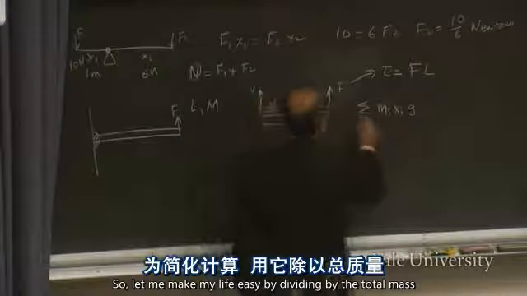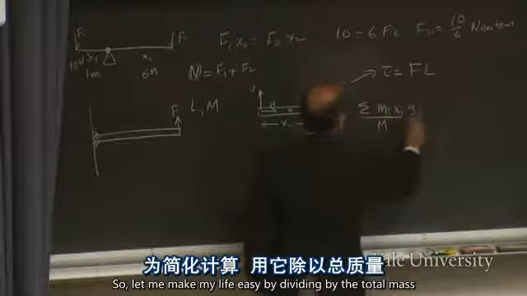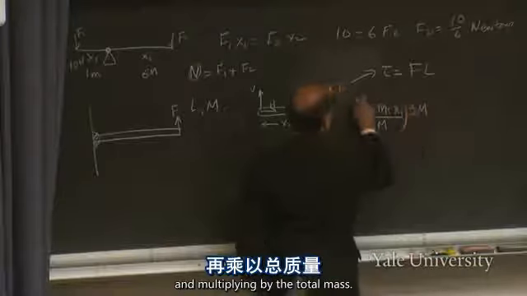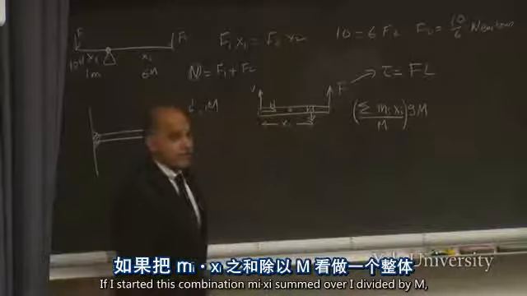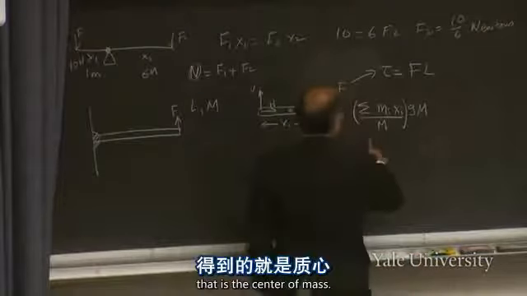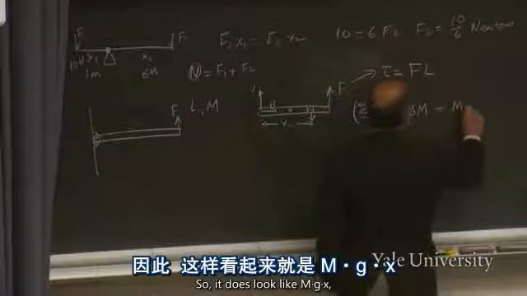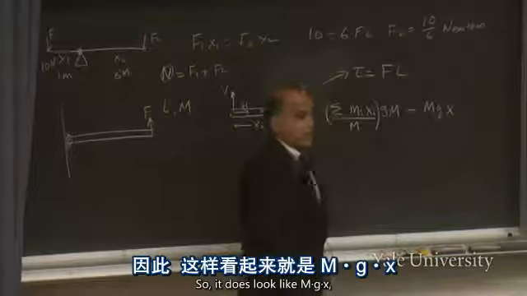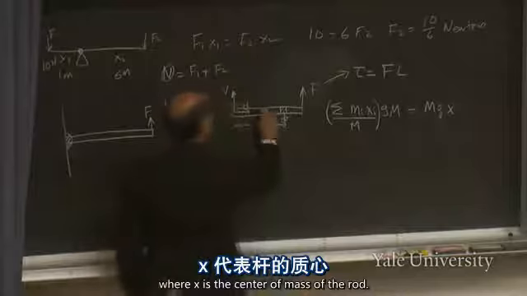So let me make my life easy by dividing by the total mass and multiplying by the total mass. If I stare at this combination, m_i x_i summed over i divided by M, that is the center of mass. So it does look like Mgx, where x is the center of mass of the rod.